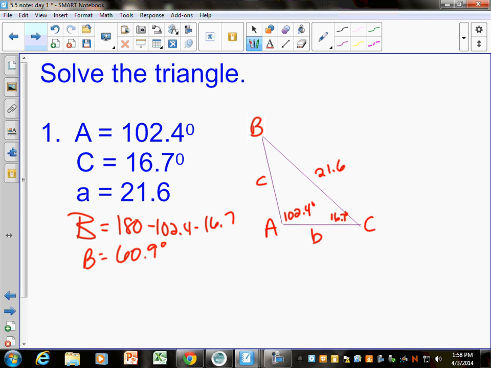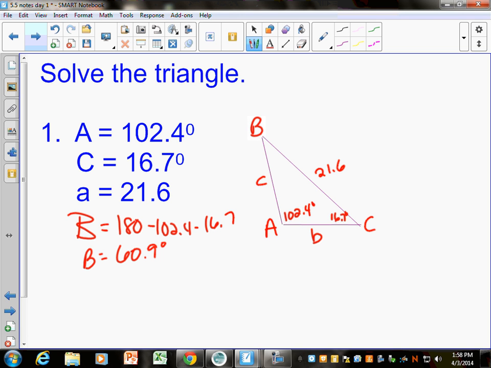Now, what else am I missing? I'm missing the two sides. I'm missing little b and little c. You cannot try to do Pythagorean theorem here because it's not a right angle. Pythagorean theorem only works with right angles. You cannot do SOHCAHTOA. SOHCAHTOA only works with right angles. But what we can do is we can use the law of sines.